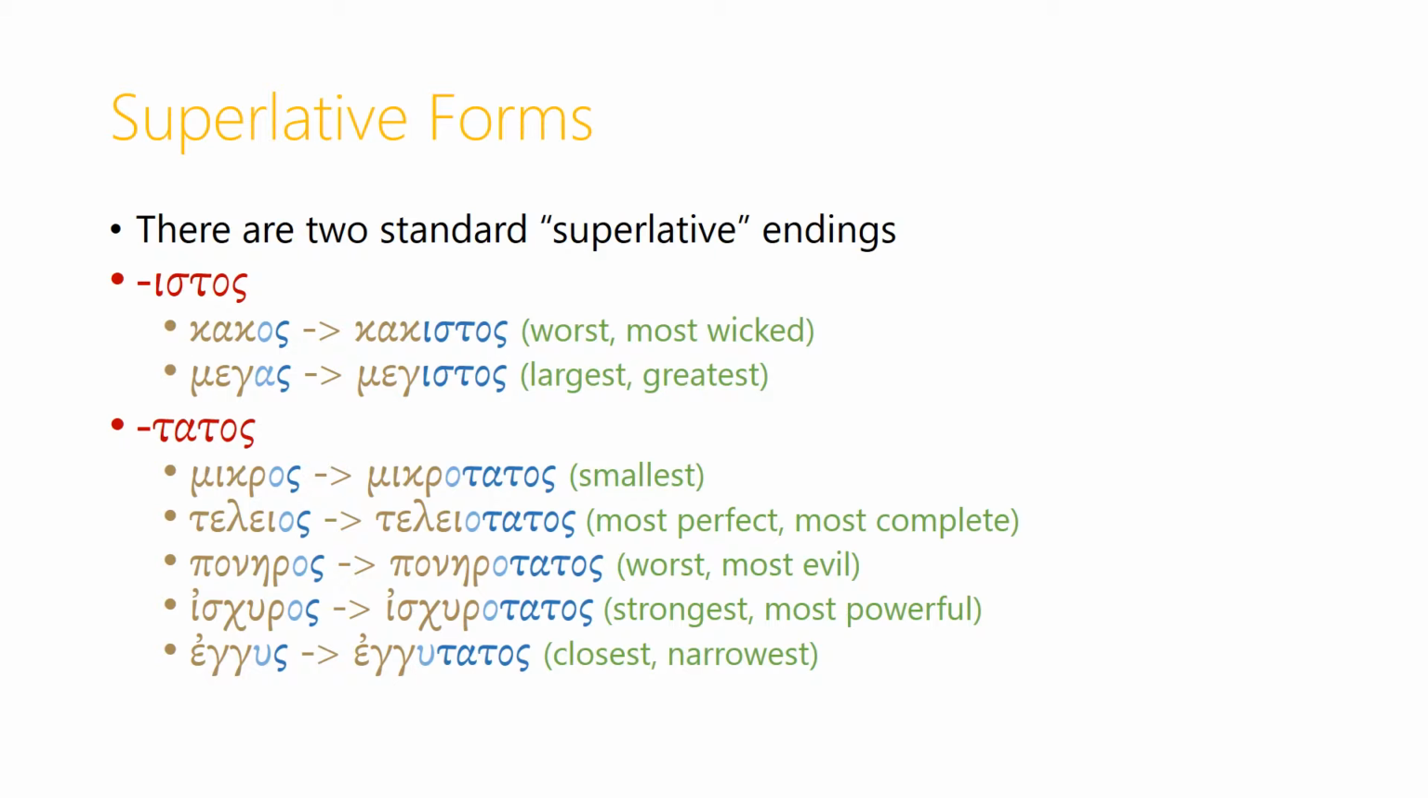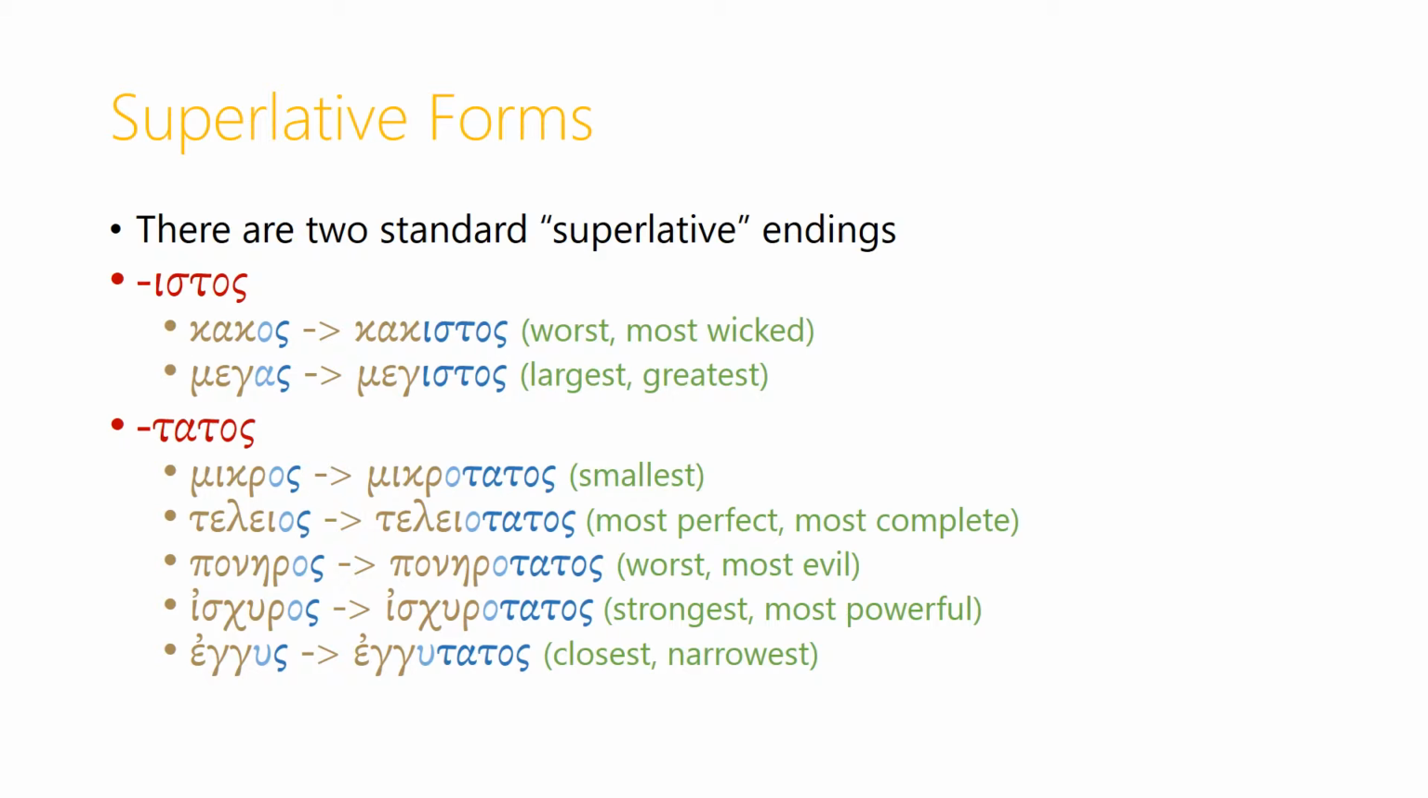We also need to, in our comparisons, have a way of talking about superlative forms. Not just something that's more like the adjective, but something that is the most like that adjective. Something that exhibits that quality more than anything else. There are two standard superlative endings. One is istos, and the other is tatos.